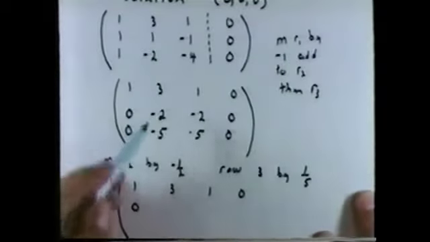1, 3, 1, 0. Negative 1/2 times 0 is 0. A negative 1/2 times a negative 2 is a positive 1. A negative 1/2 times 0 is 0. Now I'm going to multiply row 3 by 1/5. 0 times 1/5 is 0. Negative 5 times 1/5 is negative 1. Negative 5 times 1/5 is negative 1. 0 times 1/5 is 0.